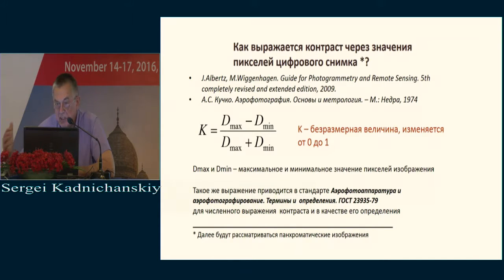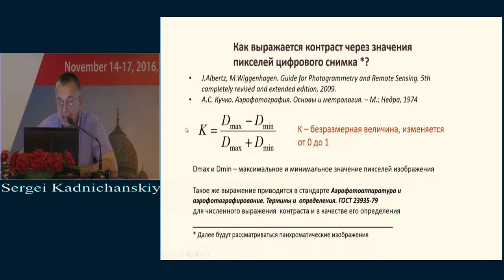How can we calculate contrast based on the pixel values of an image? I'm going to show you some formulas for this evaluation based on different sources. I'm not using exhaustively all of the sources available on the market now, because there are a lot of them, but I'm using the biggest authorities, like the reference book on photogrammetry, for instance. This is also the book by Puchko on aerial photography of 1974, where this formula is also used, and in the aerial imagery GOST. This is a State Standard Committee publication.